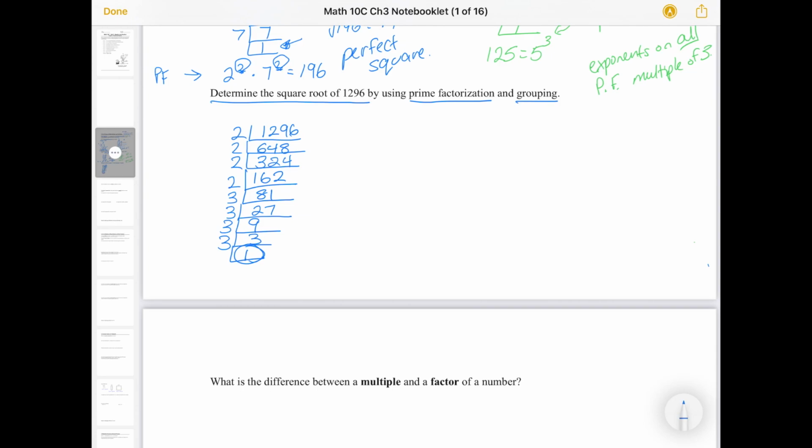So my prime factorization of 1296 is that I have 2 to the power of 4 times 3 to the power of 4.